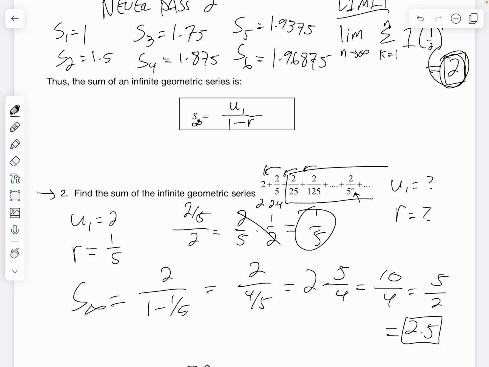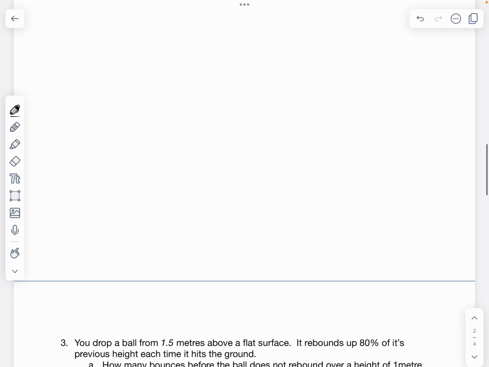2/25, let's actually see what it is. 2 divided by 25 is 0.08. So this would be 2.48. Already we're at 2.48, and the sum, if you keep adding forever and ever, will never go above 2.5. So we say that the limit, the top value, the value of the infinite sum, is 2.5. It's kind of cool. All right, let's try a ball bouncing problem down here.